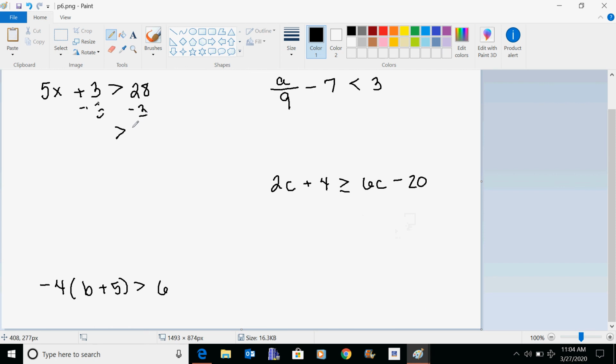So this is greater than 25. So 5x is greater than 25. Divide by 5. Keep in mind that the answer to this is an inequality, not an equals. It's not just 5, it's x is greater than 5. So make sure you show that. I want you on your paper to be able to draw your graph, because that'll be important once we get a chance to see each other again.